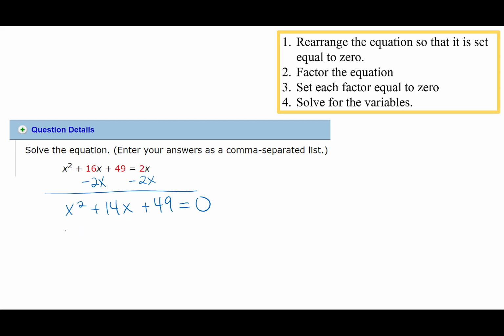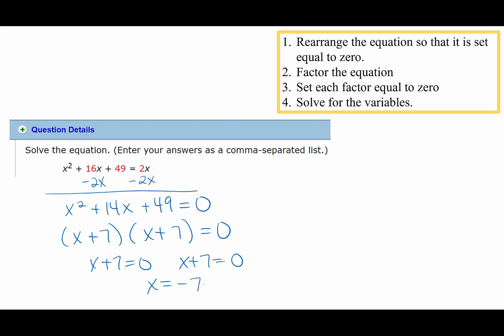Now we'll factor this trinomial. This is x plus 7 and x plus 7 equals 0. Notice that those factors are exactly the same. And so when we use the zero factor property, both times each factor, x plus 7, when you set it equal to 0, x is negative 7. So for this question, there's only one answer, and it's negative 7.